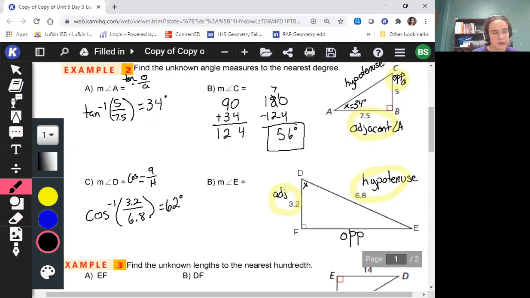So now, to get the next angle, take and add that 62 to 90, and then subtract what we get from 180. And we get 28 degrees for the measure of angle E. Okay, so again, anytime you are finding the measure of an angle, you are using the inverse.